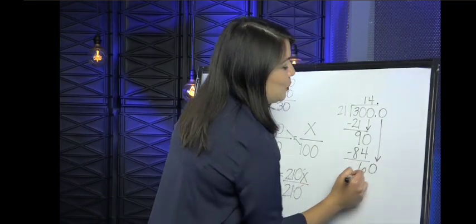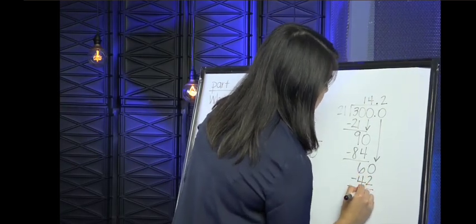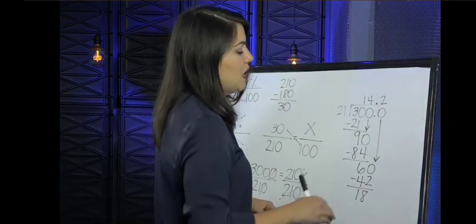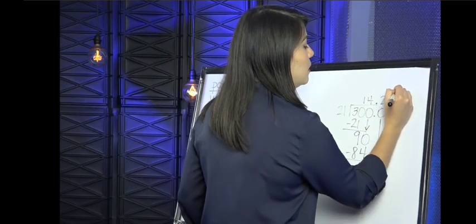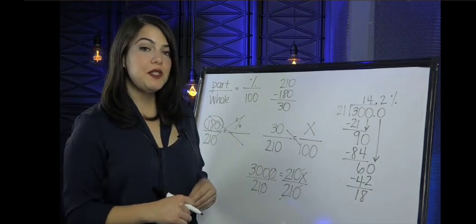21 goes into 60. Sorry about that. 21 goes into 60 2 times. We get 42. 60 minus 42 is 18. If we keep going, we're going to get a complicated decimal. So let's leave it here. 14.2%. So that means that if the customer paid $180, what they got was a 14% discount. Let's take a look at another problem.